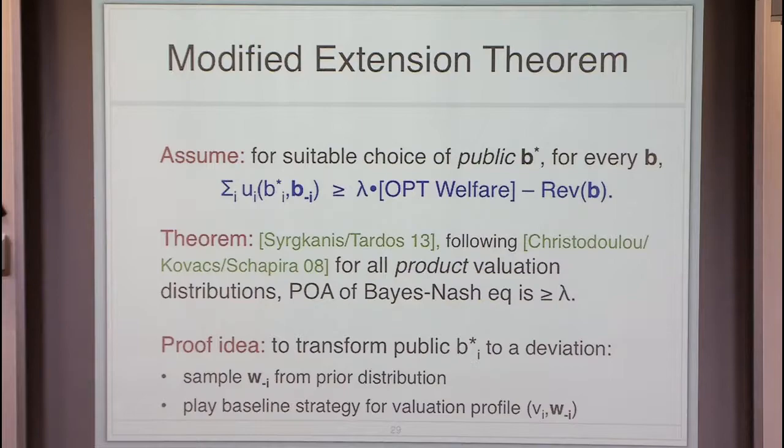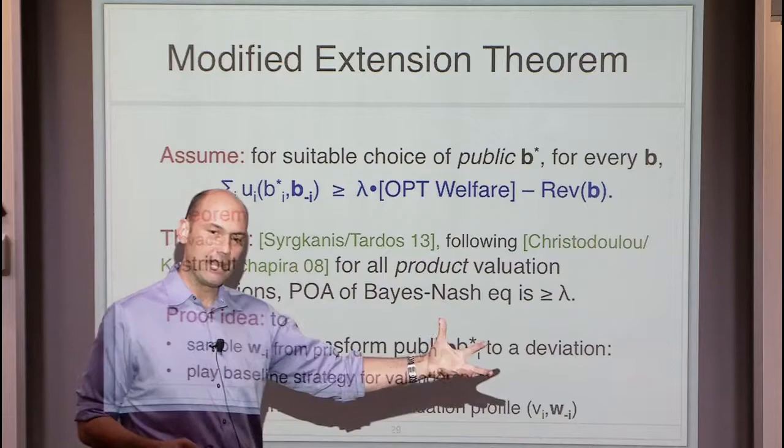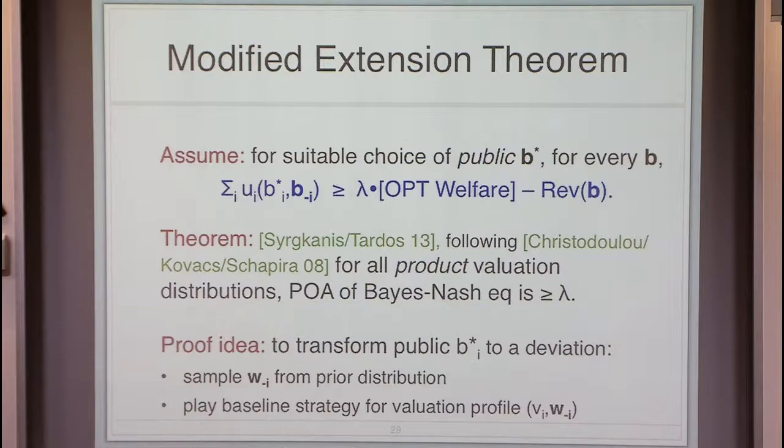In the part of the proof where you invoke the equilibrium condition, you sample types for everybody else. That gives you a well-defined baseline strategy, and then you reason about the player's utility if it followed that randomized strategy. Yeah, Nicole. Can you tell me why you need the product distribution?